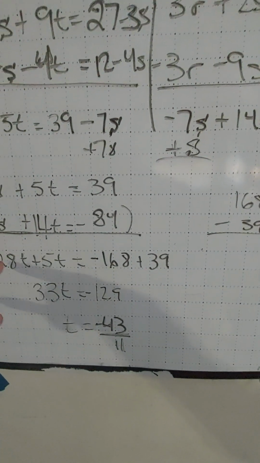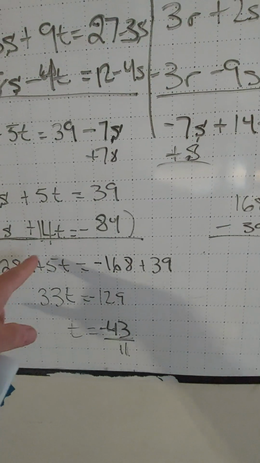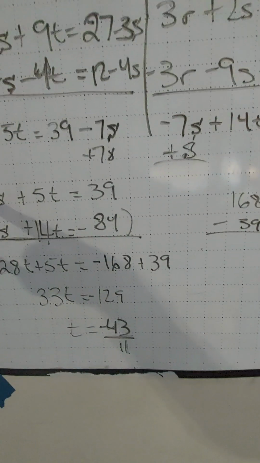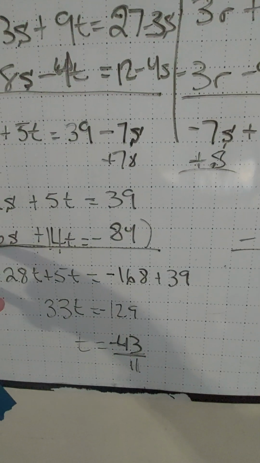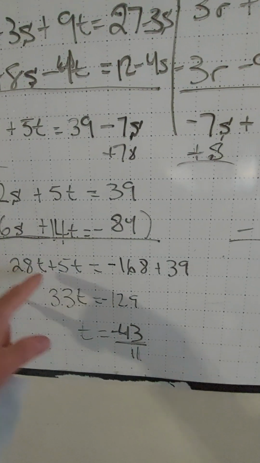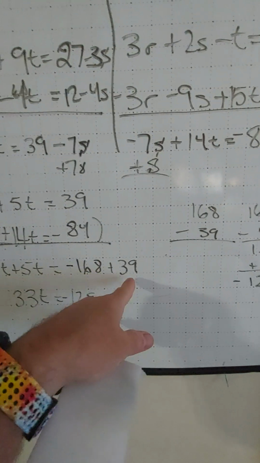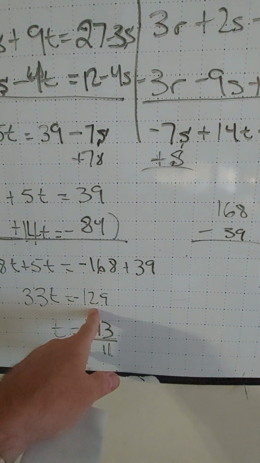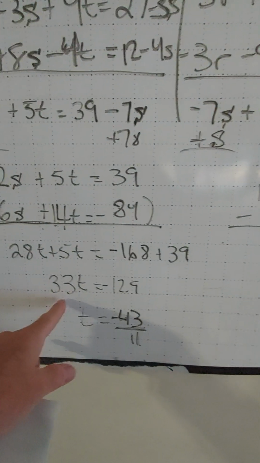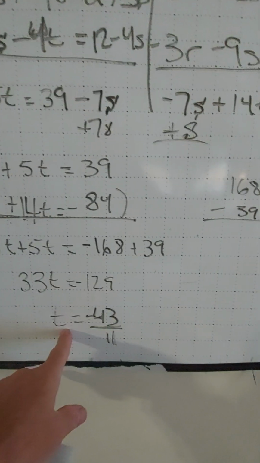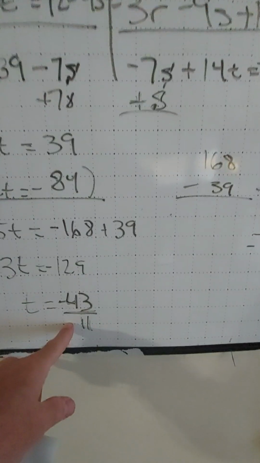So the 28t comes from 14 times 2, plus 5t. The 12s and the negative 12s are going to cancel out. And then I have 2 times negative 84, which gives me a negative 168. Adding 89 to it, I get a negative 79. And then dividing both sides here by 33, I get t is equal to negative 43 over 11.